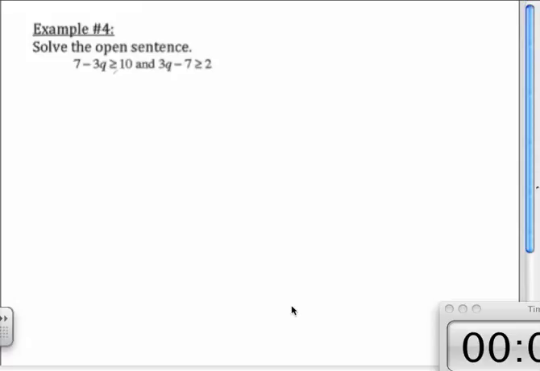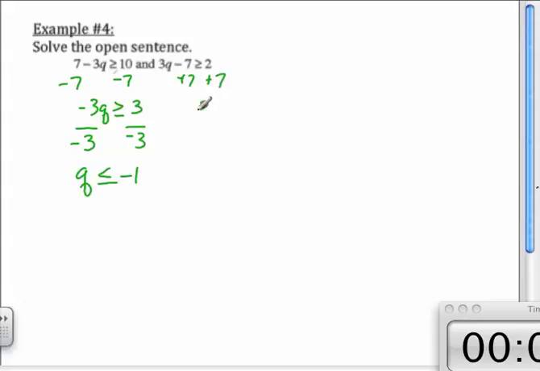If I take this first one and I subtract 7 from both sides, I'm going to get negative 3Q is greater than or equal to 3. I'm going to divide by negative 3 on both sides, and remember that's going to give me Q is now less than or equal to negative 1. I had to flip it because I divided by a negative number. Now for this one I'm going to add 7 to both sides, and I get 3Q is greater than or equal to 9. And divide by 3 on both sides, and I get Q is greater than or equal to 3.